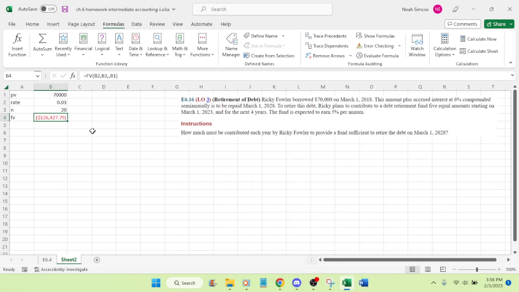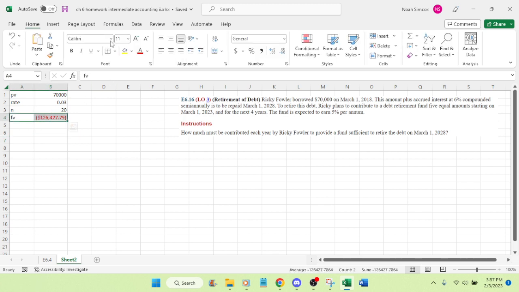Wow, that's a lot. 6% interest per year, compounded semi-annually, it's going to grow all the way up to $126,000. So this is how much you need. So this is how much you need at the end of a 4-year period.